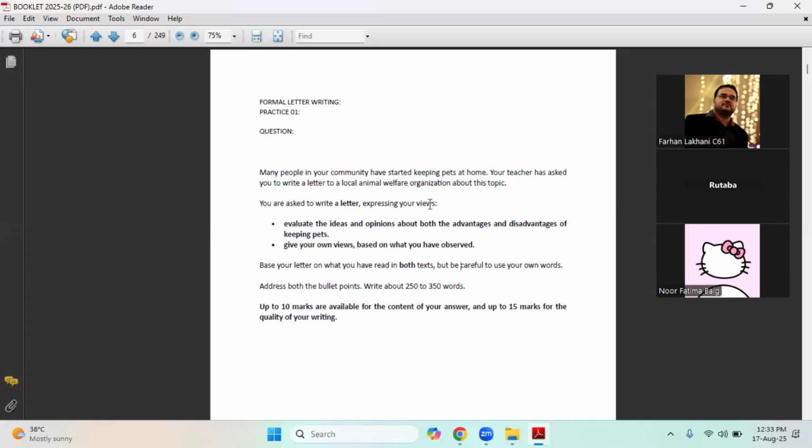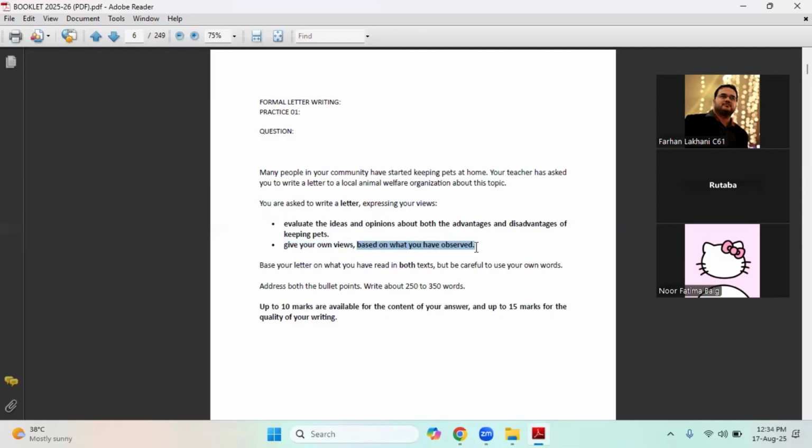So advantages and disadvantages of keeping pets is what you need to evaluate. You figure it out. Introduction paragraph, you're going to write from these two lines. Advantages, second paragraph. Disadvantages, third paragraph. From both the texts. Then the fourth paragraph is about giving your own views, your opinion, if you remember. Opinion paragraph, fourth paragraph.